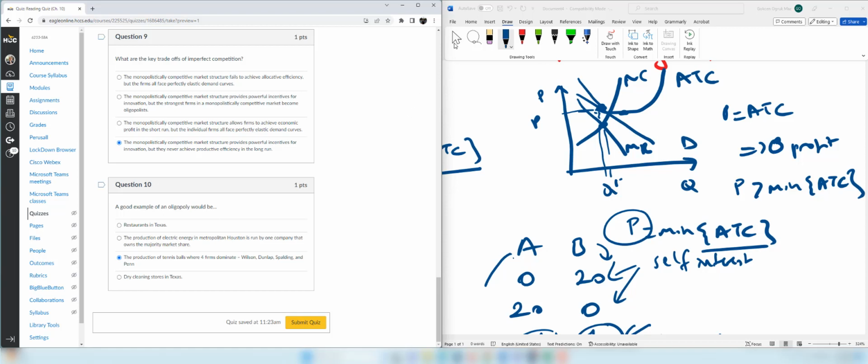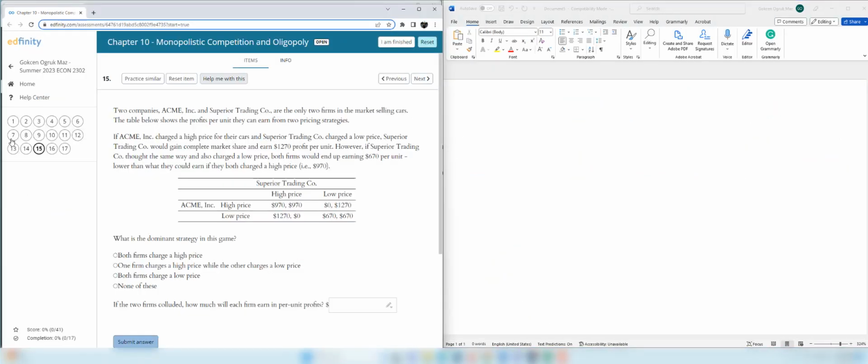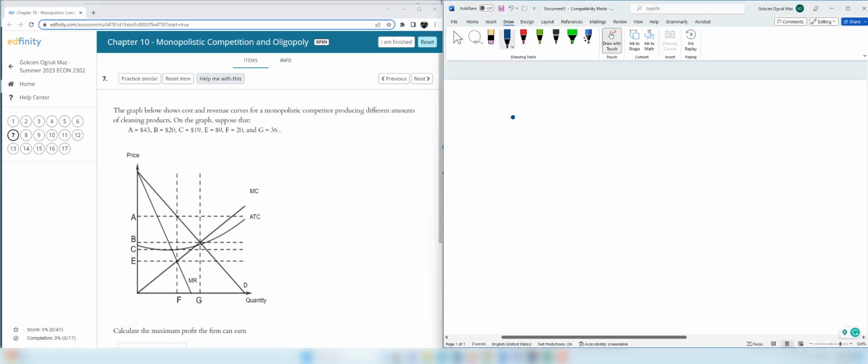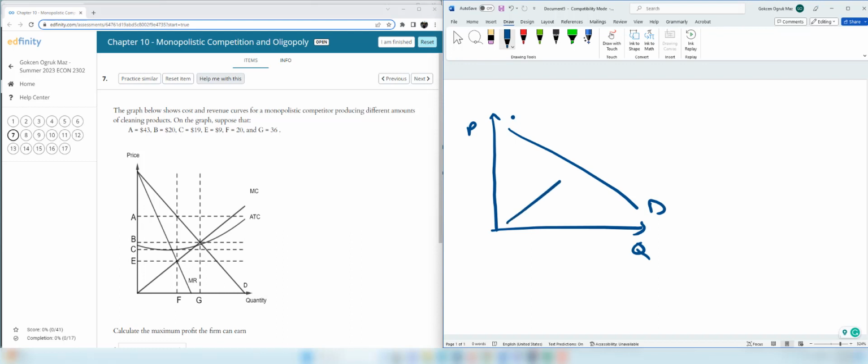Now next I'm going to solve some questions from the Edfinity assignment. Let's start with question 7. The graph below shows cost and revenue curves for a monopolistically competitive firm producing different amounts of cleaning products, and the numbers are given. We can draw the graph here so that you can see it on the screen as well. So we have the price and quantity, and then we have the demand curve, the marginal cost curve, and the marginal revenue curve. Marginal revenue and marginal cost intersect at point E, and point E is $9.